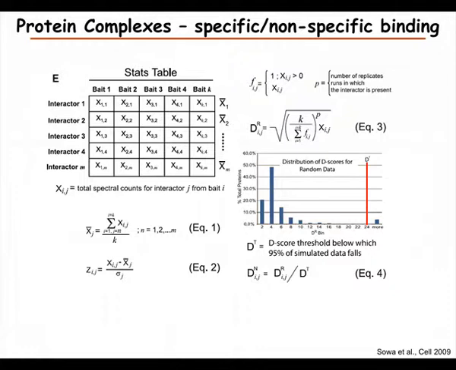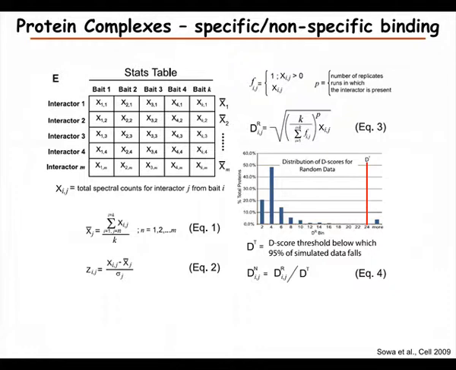So then, as I mentioned, the question is, how do we distinguish between specific and non-specific interactors? This slide shows one method to do that. The idea here is that you have a lot of different baits, so you do a lot of different experiments, and then you use the whole set of information to tell whether something looks more like a non-specific interactor or a specific interactor.